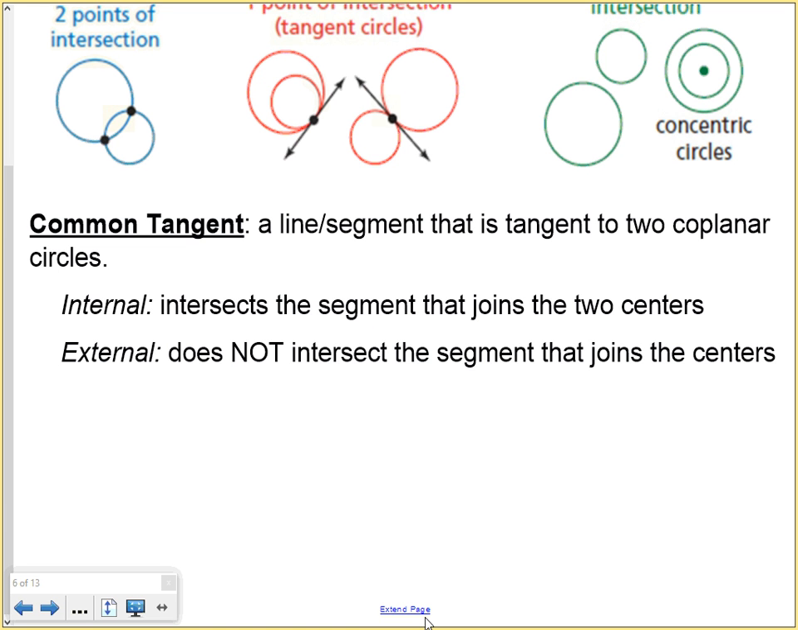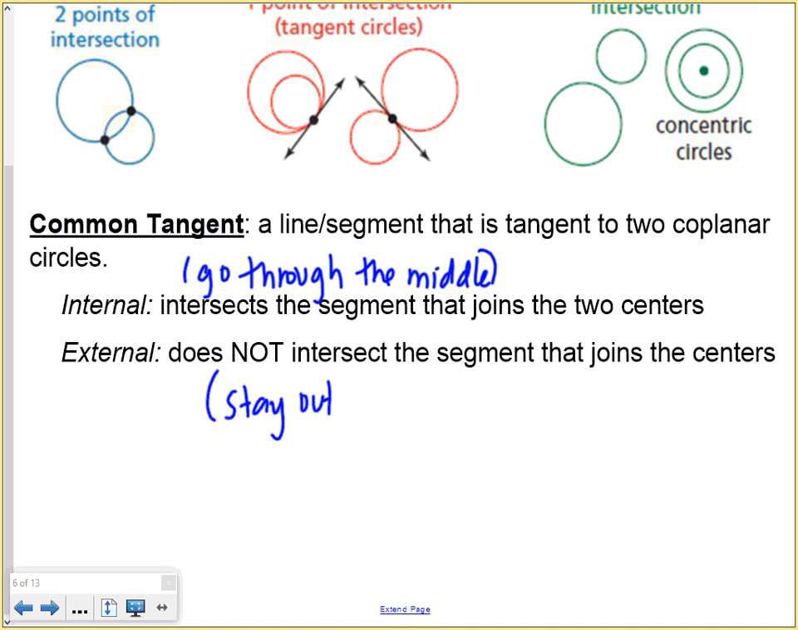If you want to wait, that's fine. I guess I can tell you right now. It says the internal tangent joins the two centers, but basically a common tangent is a line or segment that is tangent to two different circles. You should write this down though. So it's one line, but it's touching two different circles. If it's internal, it'll go through the middle of the circles. And if it's external, it'll be on the outside of the two circles. And so we'll draw some examples on your note sheet.